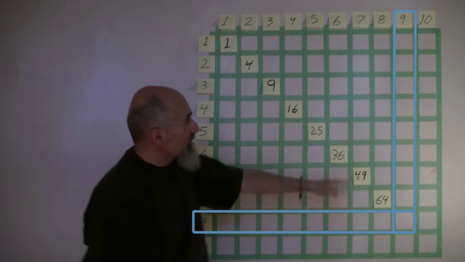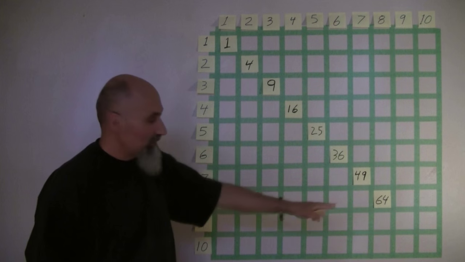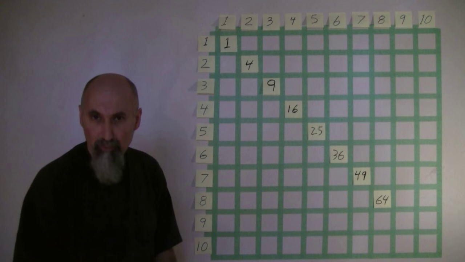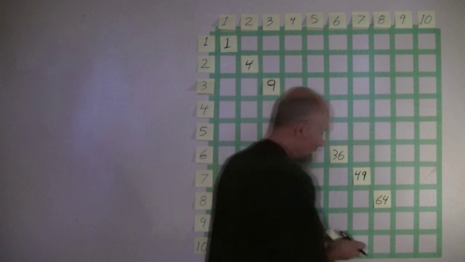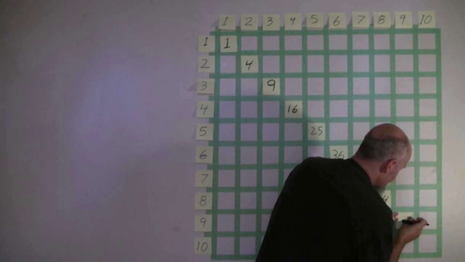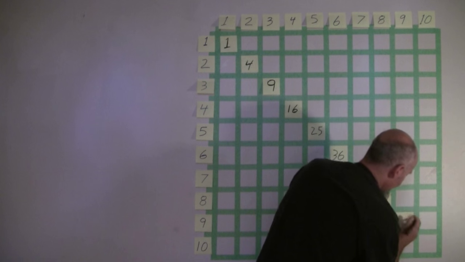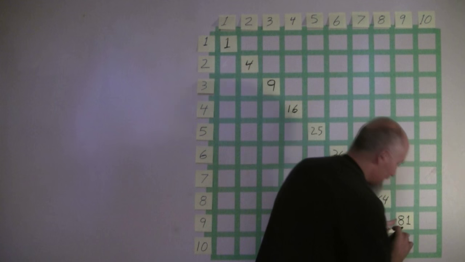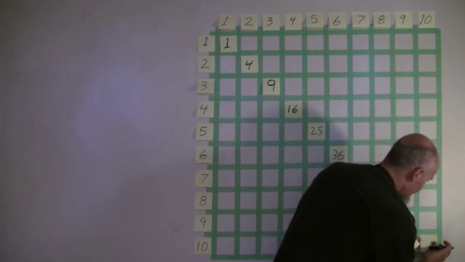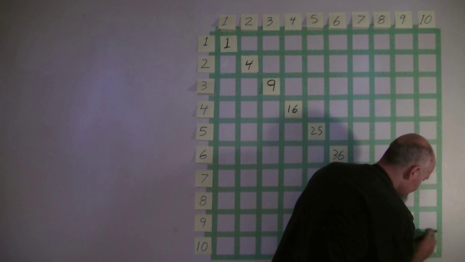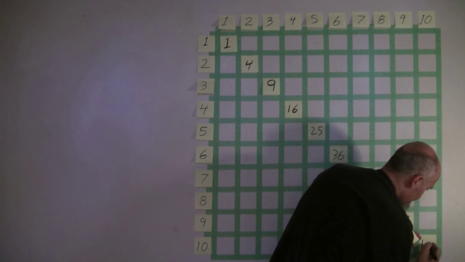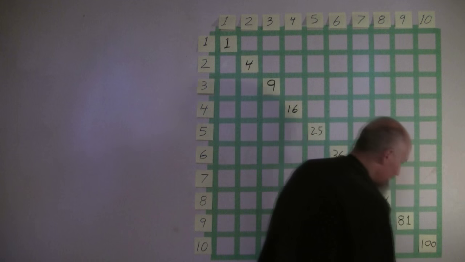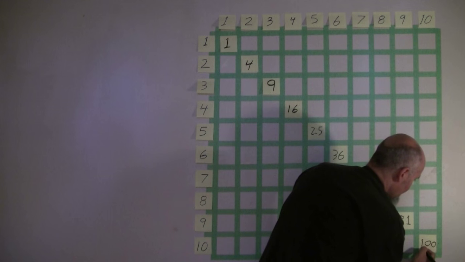Nine times 9 is 81. 10 times 10 is 100. So we got 81, 100. Right?